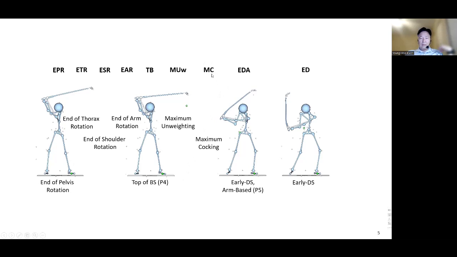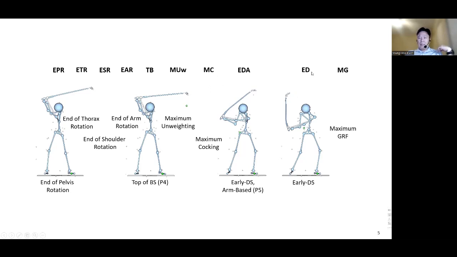And also, the next one is the MC, maximum cocking. So maximum cocking means that when the wrist shows the most cocking, or this will be the beginning of the uncocking phase. So it can be called a maximum cocking or beginning of the uncocking phase. Or this is the point of release. So the uncocking will start at this point. When the maximum cocking occurs near top of backswing, it's called the early release. And when the maximum cocking occurs close to EDA, then it's called the delayed release or late release. So depending on the timing of the maximum cocking or timing of the beginning of the uncocking, you will see different clubhead speed at impact.